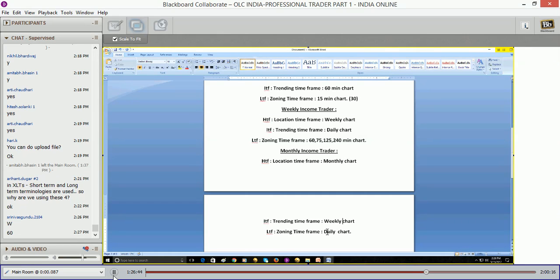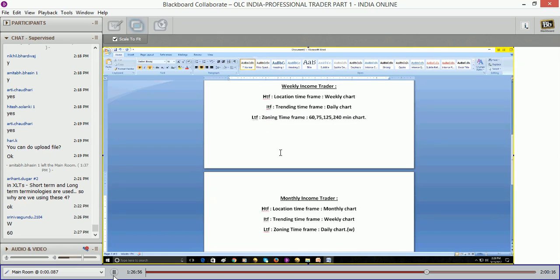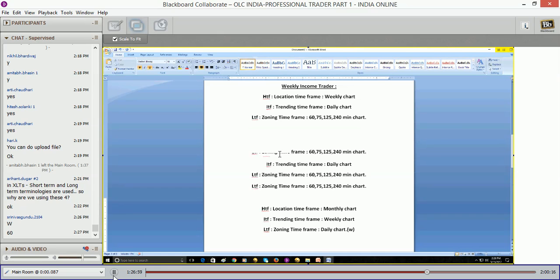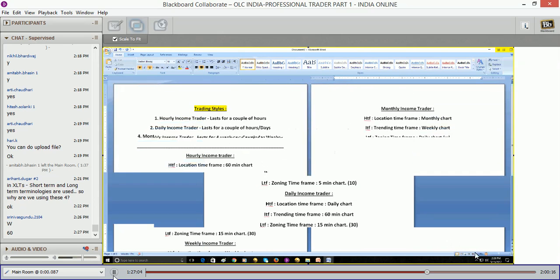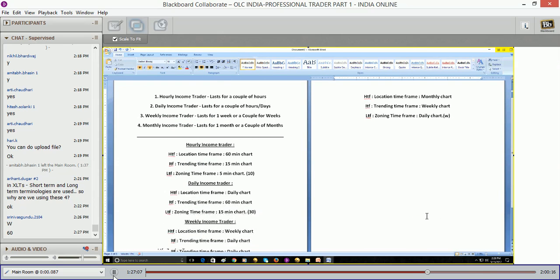If there is no good looking zone on the daily chart, only then can you look for a zone on the weekly. I repeat, if there is no good zone on the daily chart, then you can look for a zone on the weekly. Do you all want to quickly take a screenshot of this, guys? Let me make it a tad bit smaller so it comes in one page, or tries to. Let me know once you all are done.